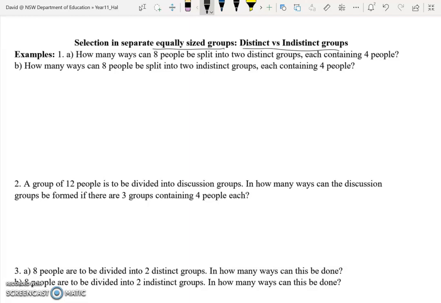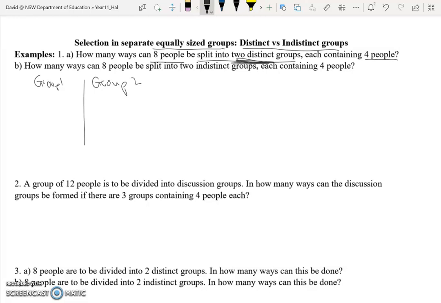How many ways can 8 people be split into 2 distinct groups, each containing 4? Okay, let's talk about what distinct group means. Distinct groups means that the 2 groups are different. So we've got like group 1 and group 2, and they're different.